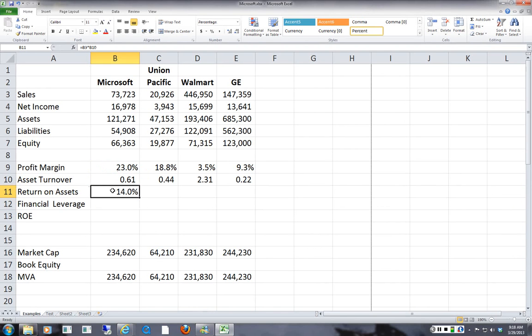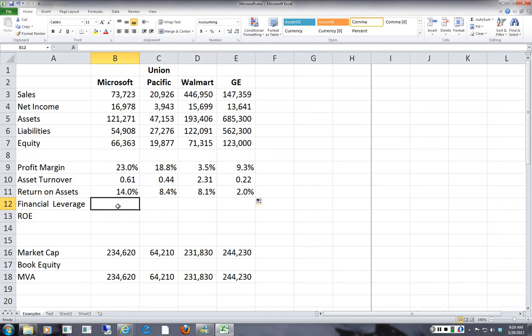So return on assets for Microsoft is 14%. It's very good. Union Pacific Railroad is 8.4%. 8.1% for Walmart. They don't make much on each sale, but they turn it over, and so overall it's 8.1%, which is quite good. GE is still down here. GE is really a different kind of company.